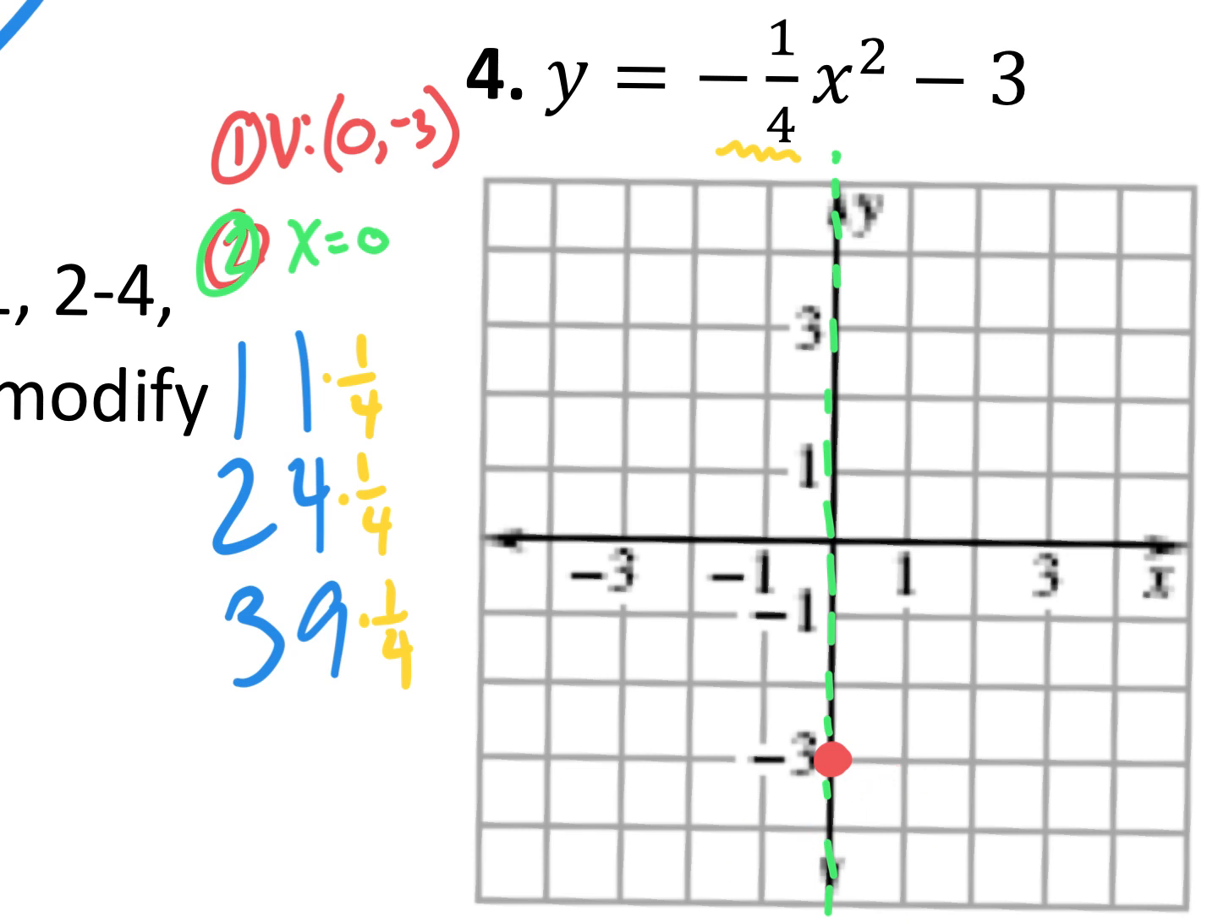Let's work it out. So 1 times 1/4 is 1/4. 4 times 1/4, if you use a calculator, that'll be the nice, beautiful number 1. 9 times 1/4 with the calculator is 2.25. Okay, so here is our new modified pattern: 1, 1/4, 2, 1, 3, 2.25. And we are opening down because the a value is negative. So 1, 1/4 down.